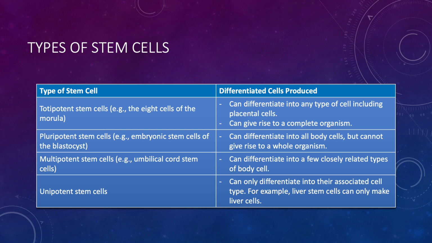The second type of stem cells is pluripotent stem cells. These are, for instance, the embryonic stem cells of the blastocyst, and they can differentiate into all body cells but, unlike the totipotent stem cells, cannot give rise to an entire new organism. Multipotent stem cells, for instance the umbilical cord stem cells, can differentiate into a few closely related types of body cell. And the unipotent stem cells can differentiate into their associated cell type. For instance, liver stem cells can only make liver cells.